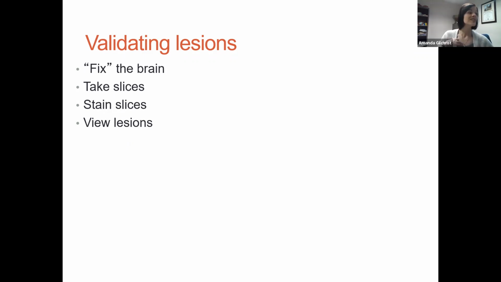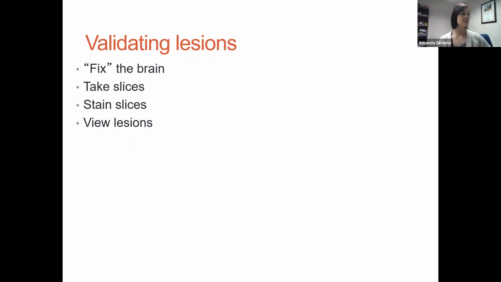And so to do this, scientists will do what is called fixing the brain. They're going to replace the blood with chemicals like formaldehyde that preserve the brain tissue and actually allow the brain to be handled, and it won't fall apart when you cut through it. So it's very similar to what you would see if you were dissecting an animal. They are often fixed with formaldehyde. The fixative process is going to harden the brain tissue, and it's going to prevent it from decomposing.